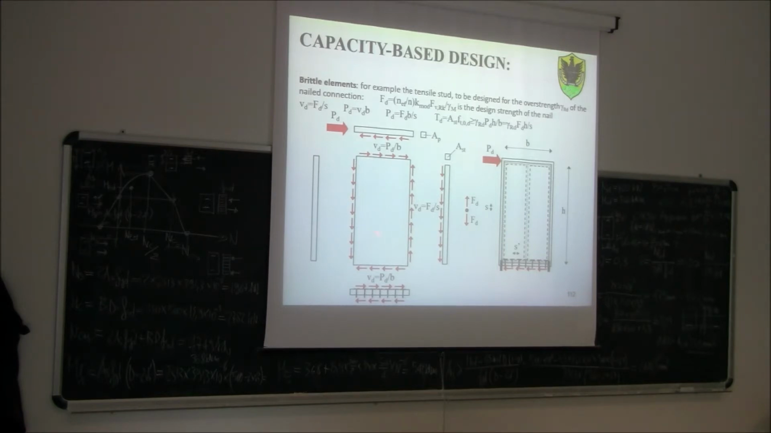Okay? Now, suppose that I want to design, for example, this member, this stud, which is subjected to tension. What is the force that I should design this member for? So, the tensile force TD will have to be the force which is in equilibrium with the actual strength of the nail. What is the force that is in equilibrium with the actual force in the nail? So, we know that from the equilibrium here, the force here will be PD times H divided by B.